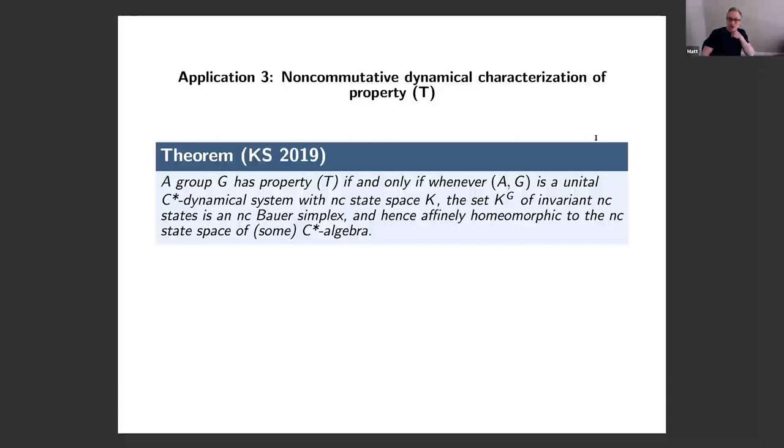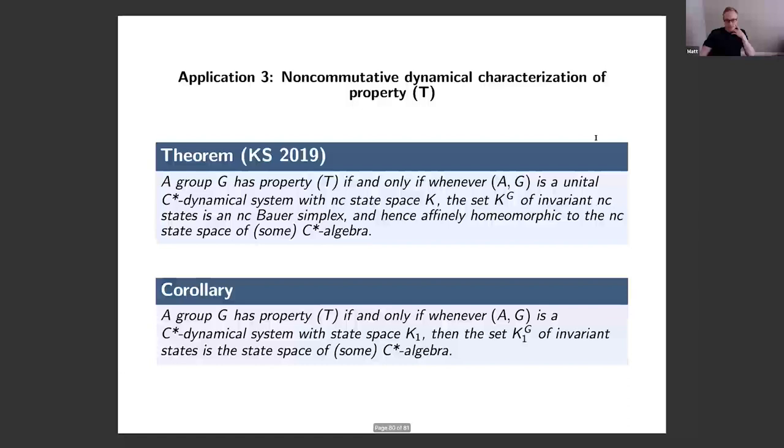So I have a C-star algebra A, I have an action of a property T group on A. That means somewhere there's a C-star algebra B corresponding to the set of invariant NC states. And A and B may not be very closely related. This is, I think, quite interesting. And this, as I said, this property characterizes property T groups.